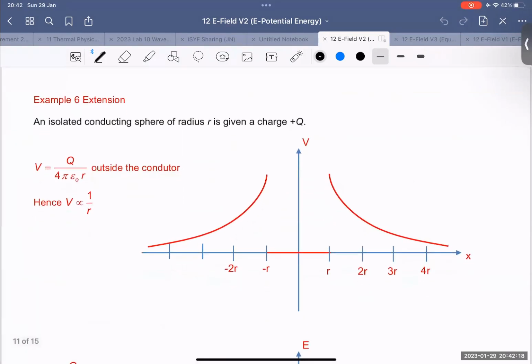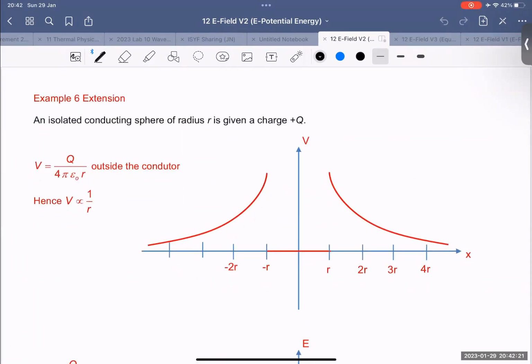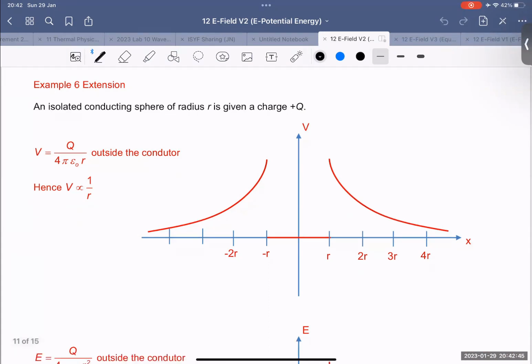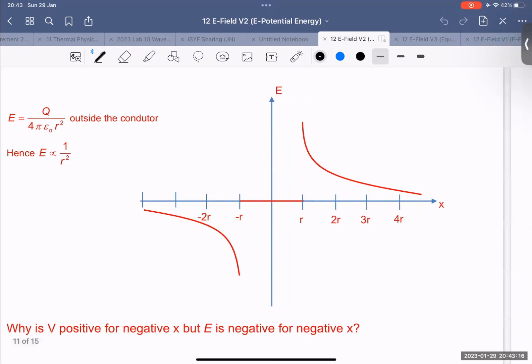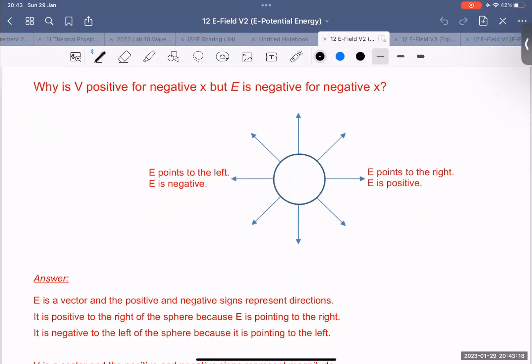The extension for example 6. An isolated conducting sphere of radius r is given a charge of plus q. So the V-r graph or V-x graph follows q over 4 pi epsilon 0 r, which means that V is proportional to 1 over r. But the electric field strength is positive when x is positive, and negative when x is negative. Why is V positive for negative x, but E is negative for negative x?